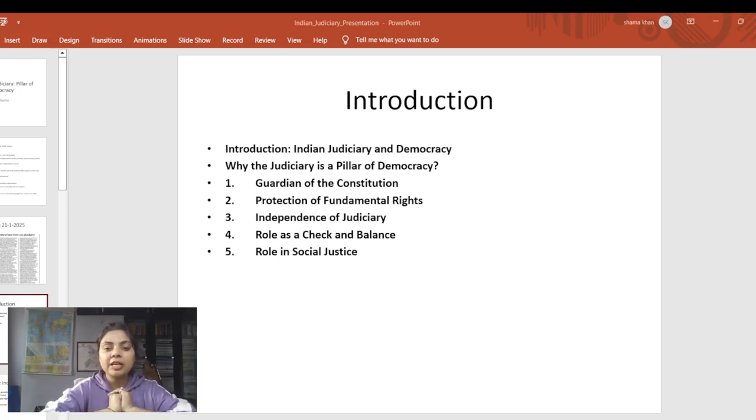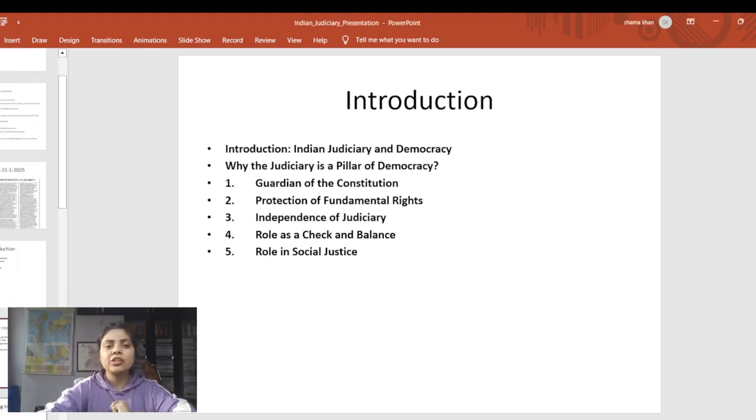The last point we can see here is the role in social justice. Landmark cases, like you might have read in your book, that is Vishaka versus State of Rajasthan, where the Supreme Court addressed workplace harassment, and the MC Mehta case related to environmental protection, highlight its role in advancing social justice.